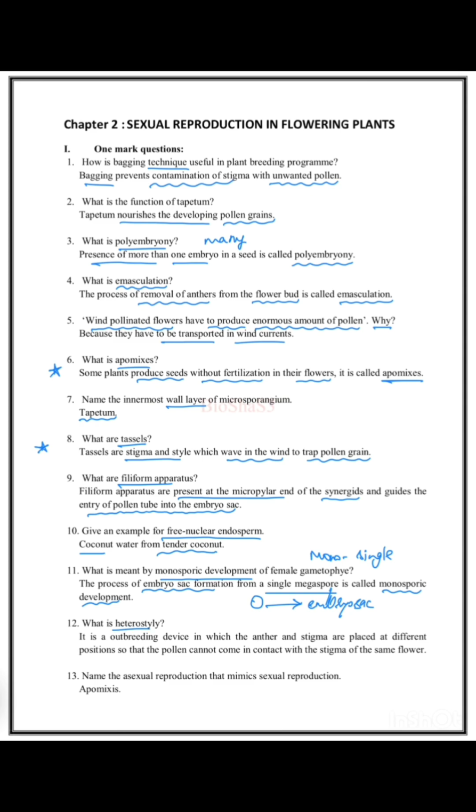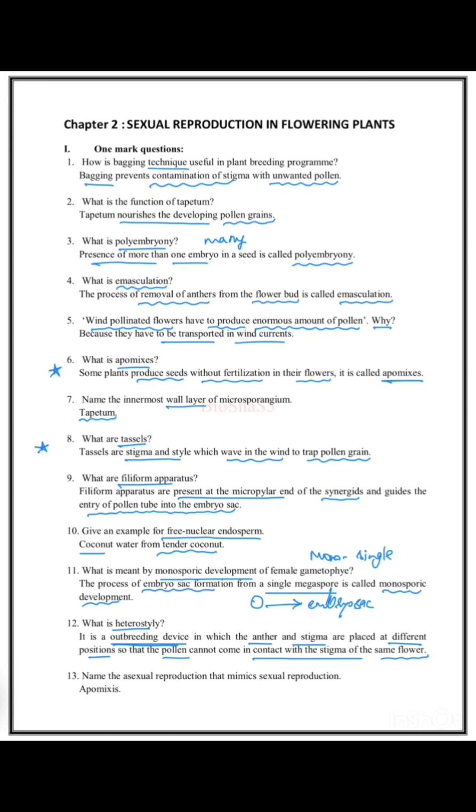What is heterostyle? Hetero means different, many. So it is an outbreeding device. So this word is important. I repeat, it is an outbreeding device in which the anther and stigma are placed at different positions so that the pollen cannot come in contact with the stigma of the same flower. So here it is one outbreeding device in order to reduce or to prevent self-fertilization.